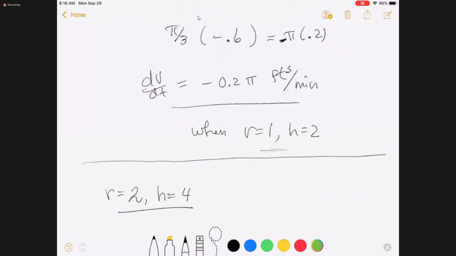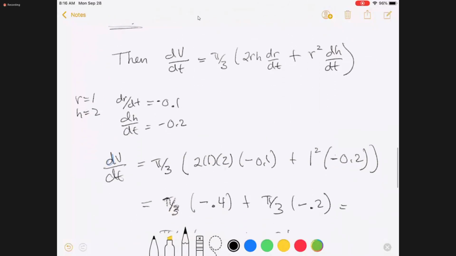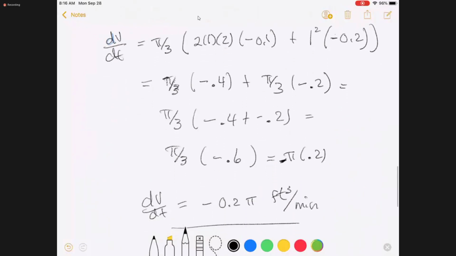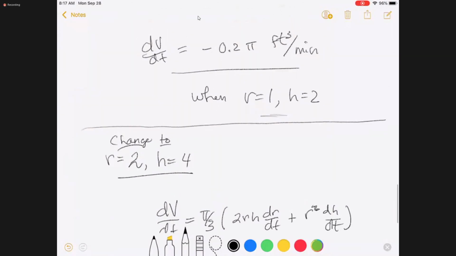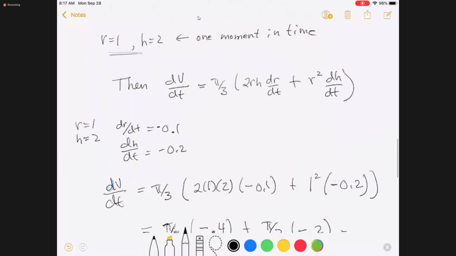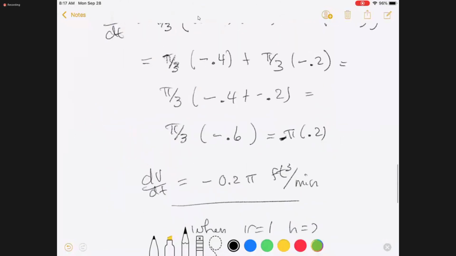Okay, we can do that. And let's see. I have to remember my basic related rate equation here. Okay, so it was pi over 3 times 2RH dr/dt plus r squared dh/dt. Make sure I do that right. Okay, we're going to keep dr/dt at minus 0.1 and dh/dt at minus 0.2, right?